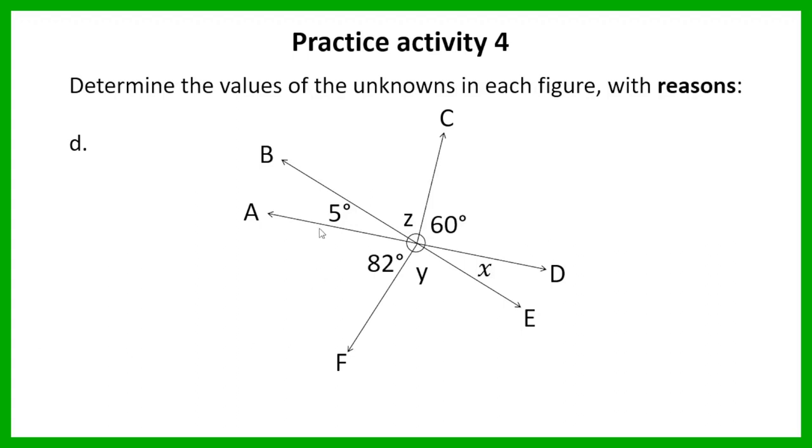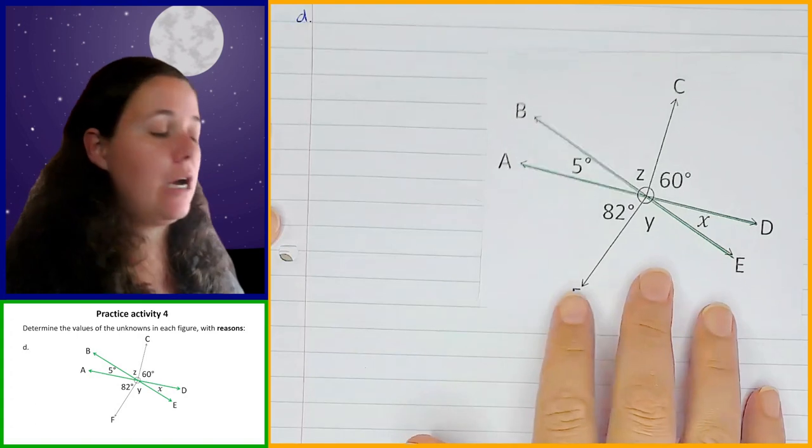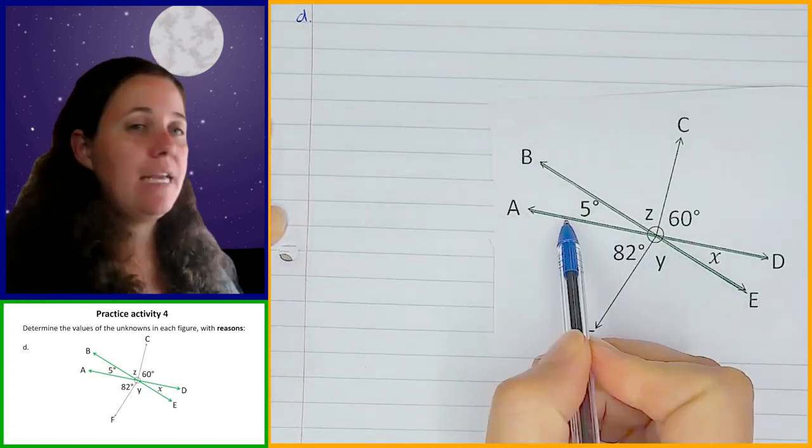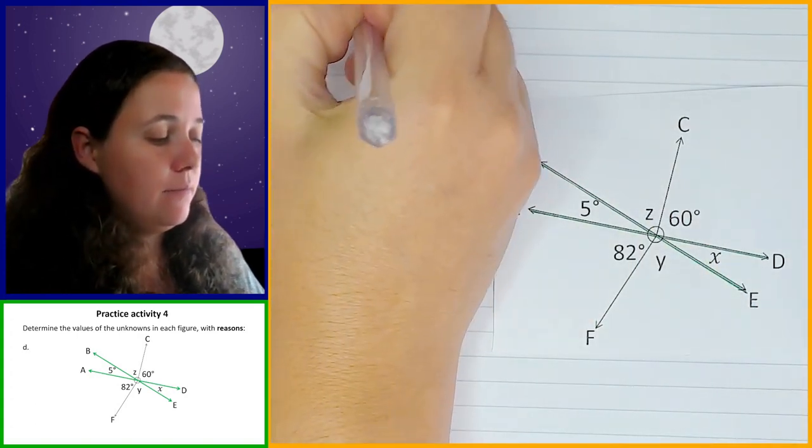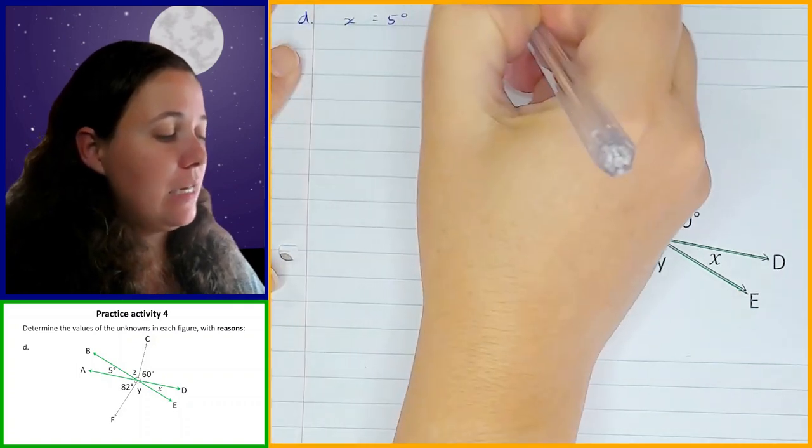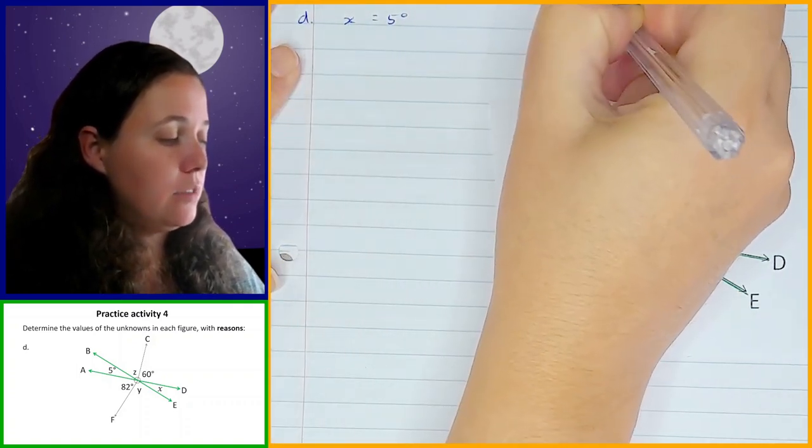Okay, so the first thing you should have seen over here to work out X is that this line over here and this line over here are both straight lines. They are intersecting at the point O, which means that this angle is equal to that angle. So the 5 degree angle is equal to X, which means I know already what X is going to be equal to. So over here, I've got X is 5 degrees, and my reason that I know that is because they are vertically opposite angles.